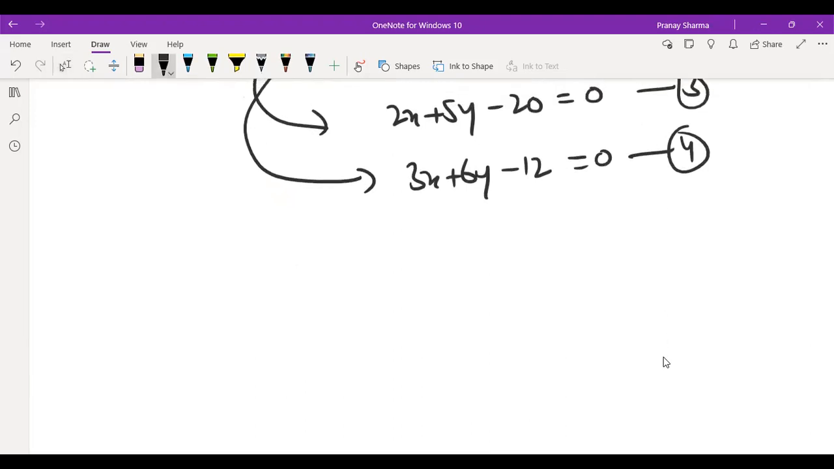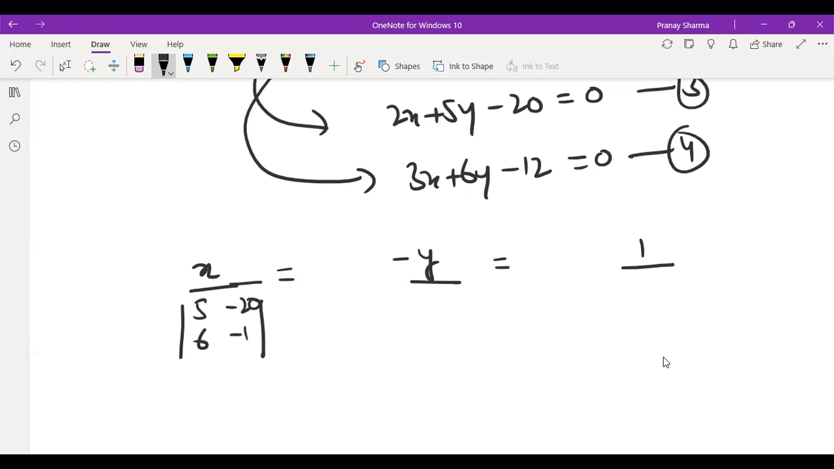Right. Now what we'll do, we'll be writing x here, minus y here, and 1 here. And then we'll be drawing a horizontal line. Then we'll be having an equals to sign in between. Now we write the denominator of x. That means the coefficients of x are to be hidden, right? And then other coefficients are to be considered along with the constants.